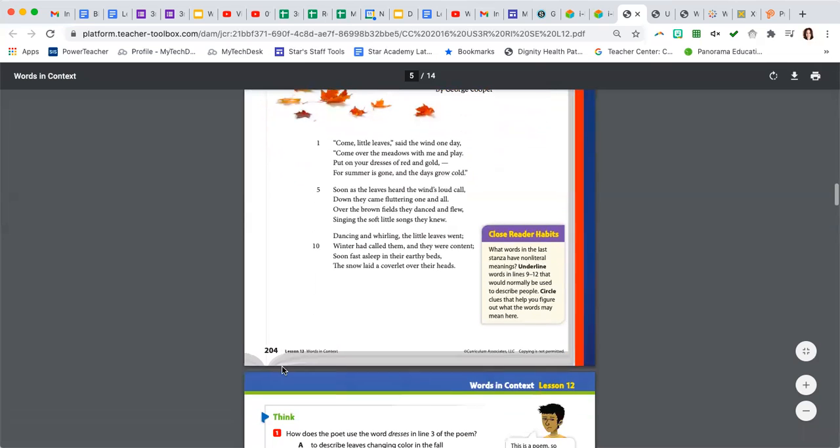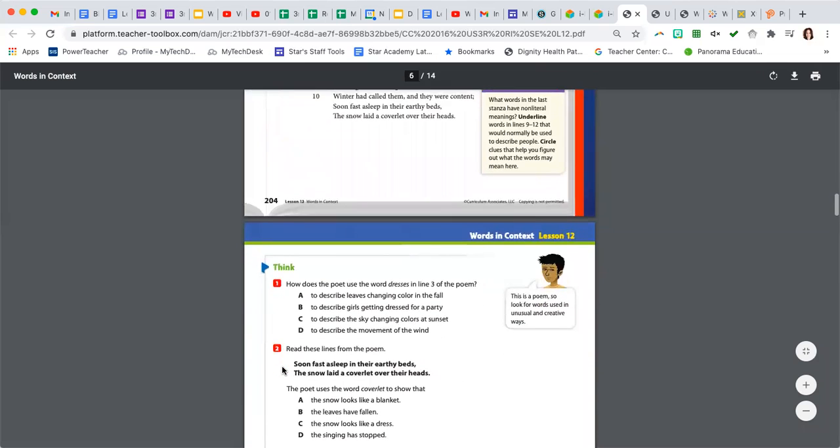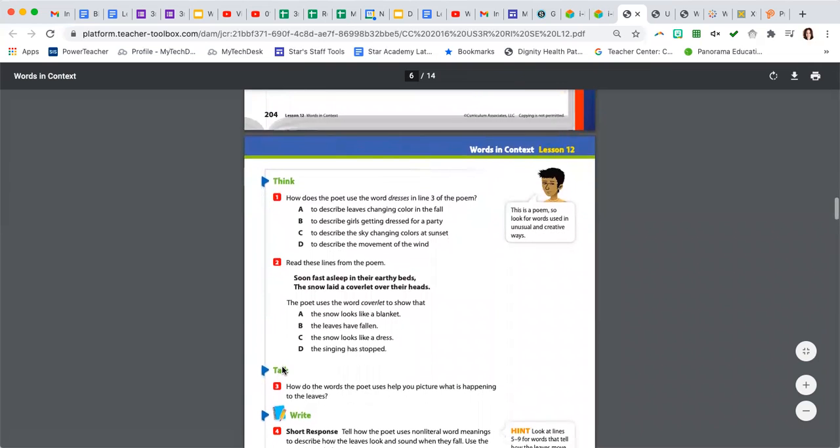All right, let us take a look at page 205. There are going to be a couple of questions there for you to answer in your breakout groups. So number 1, how does the poet use the word dresses in line 3 of the poem? And number 2, read these lines from the poem. Soon fast asleep in their earthy beds, the snow laid a coverlet over their heads. The poet uses the word coverlet to show that, and you will need to make your selection.